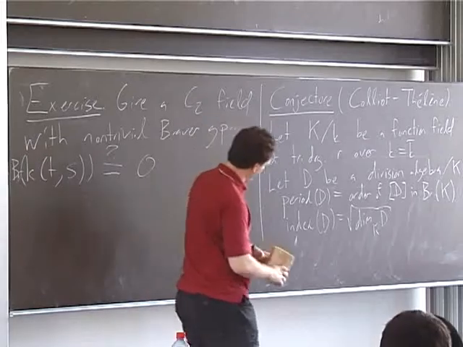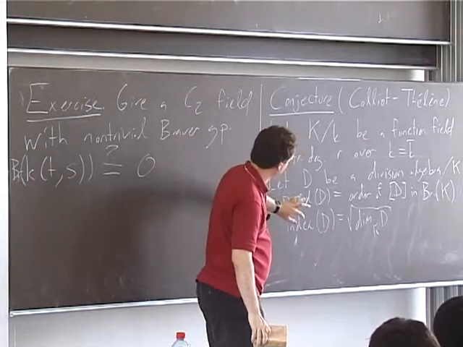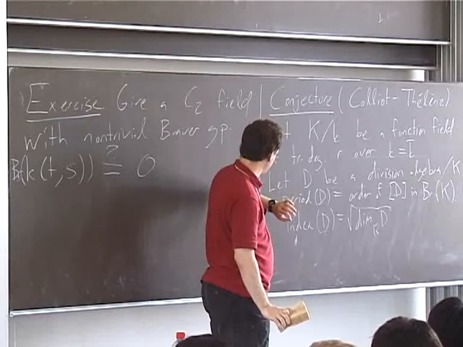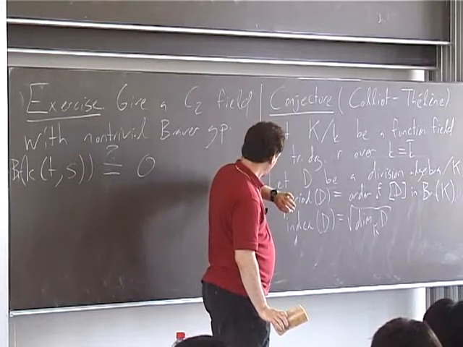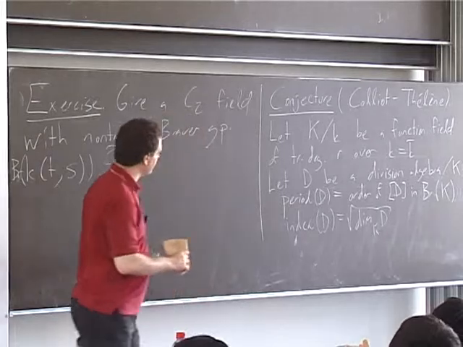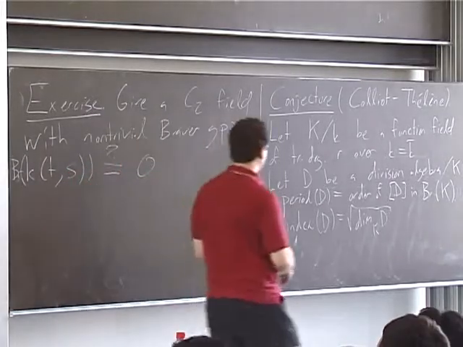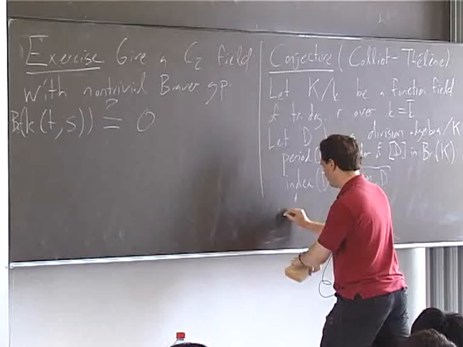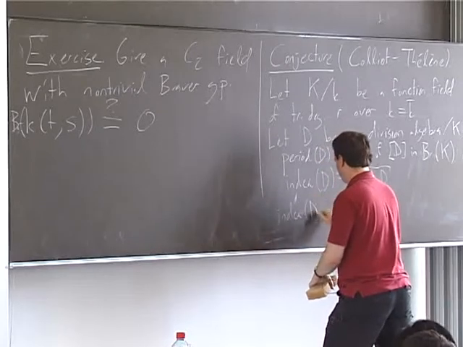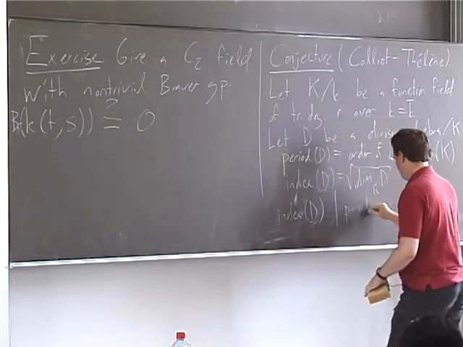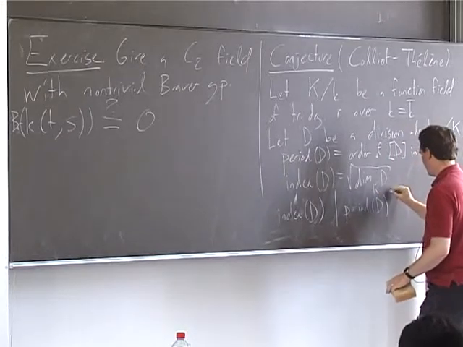Well, there are some things known about this period and the index. They're integers. They have the same prime divisors. The period always divides the index. They have the same prime divisors, so the index divides some power of the period. And the question is, what power? So the conjecture is that the index of D divides the period of D to the r minus 1.